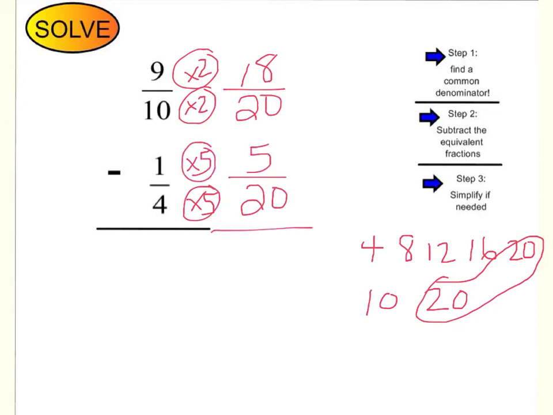So now if I subtract, 18 minus 5 is 13, and my denominator stays the same. 13/20 is my new fraction, is my answer.